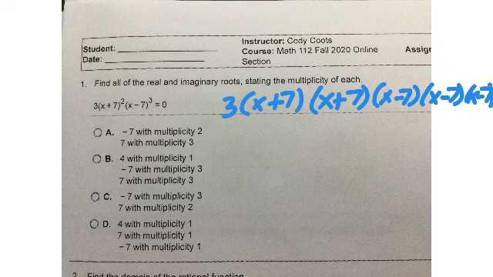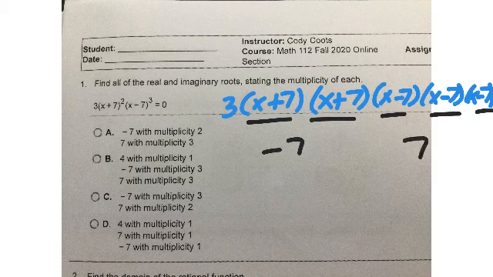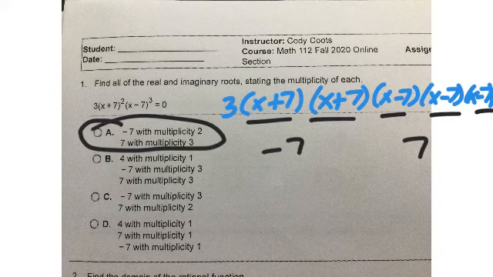So when I solve that to find my intercepts, right here would give negative 7, and that would happen twice, right, because it was raised to the second power. So we know negative 7 should have a multiplicity of 2, and then these 3 would give positive 7, and because that happened 3 times, 7 would have a multiplicity of 3. So the answer there should be A.